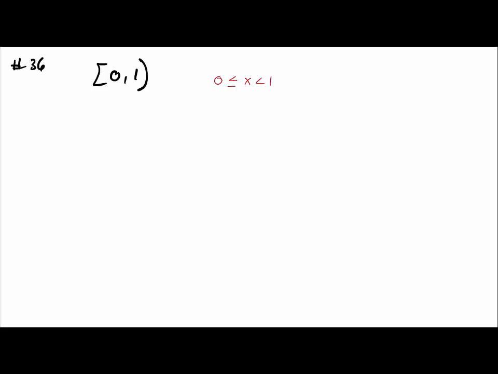That's the inequality. And then if we were to graph this, I'm going to go ahead and just put the 0 here and the 1 here. And so in this case, what you do is you put the bracket, open parentheses, and then you're just going to go ahead and connect those two. And that's number 36.